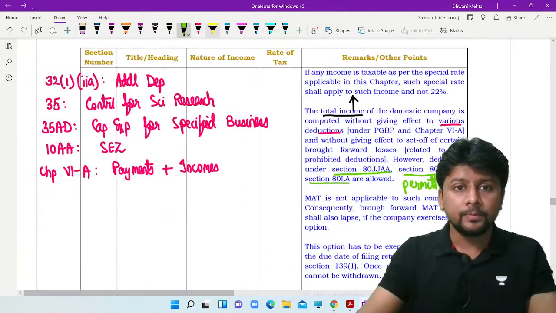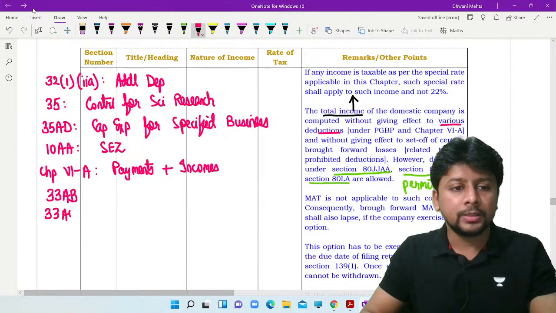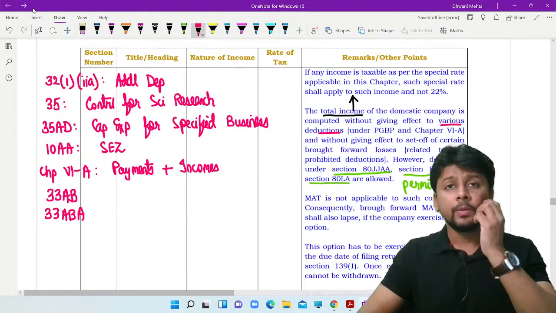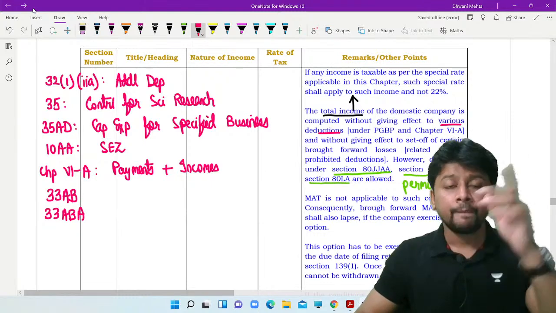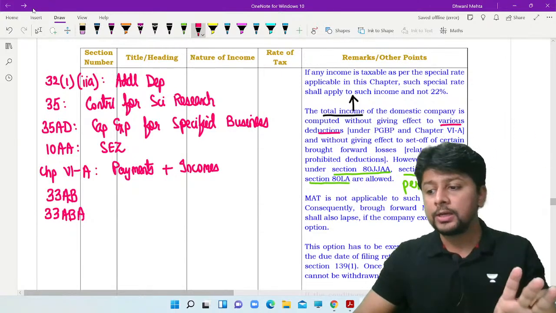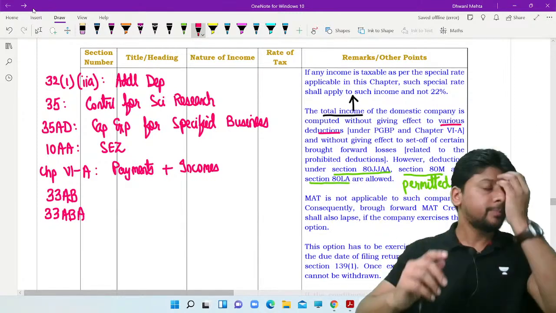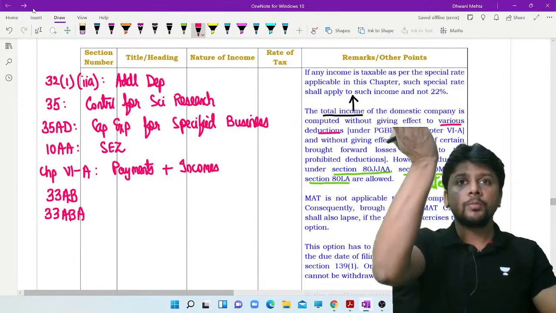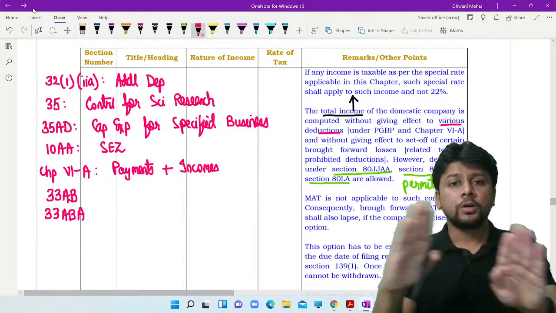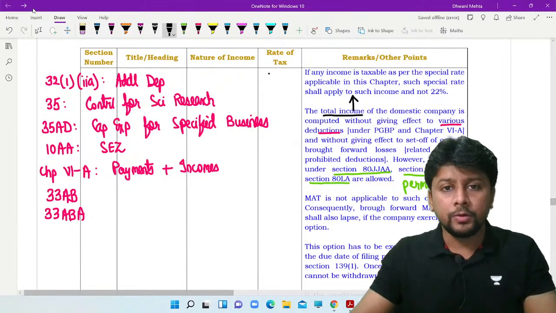Under the head PGBP, you get a deduction under section 33AB, tea, coffee, rubber development account. You get a deduction under 33ABA, site restoration fund. But if you opt for this concessional tax rate, then these deductions are not permitted. Your total income will be calculated without giving effect to these deductions. So your total income will get computed on a higher side. You will not be allowed to claim additional depreciation. So you will only be allowed to take a deduction of normal depreciation.